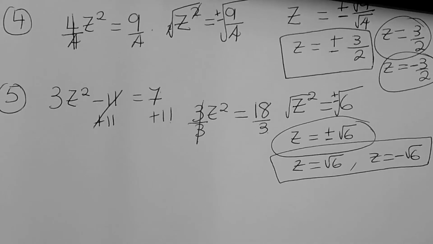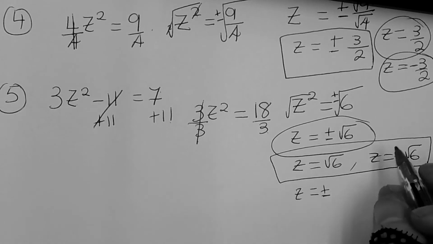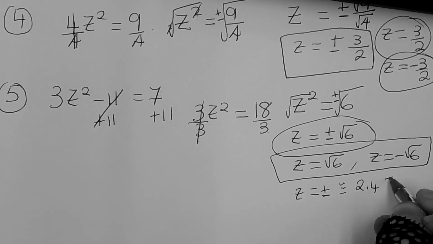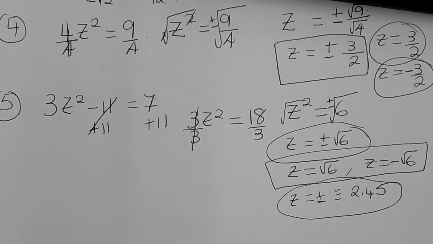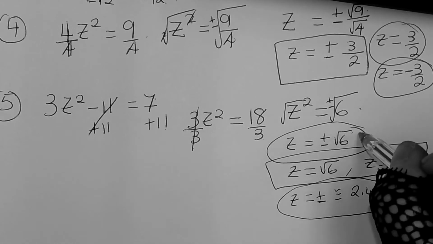If you want to find the decimal approximation, that is fine too. You can say z equals plus or minus approximately 2.45. But I'm not going to require you, but just in case you have a quiz or some kind of multiple choice and they give it to you as a decimal, you just put it in your calculator and you get approximately 2.45. But keeping it as an irrational number right here is absolutely fine too.